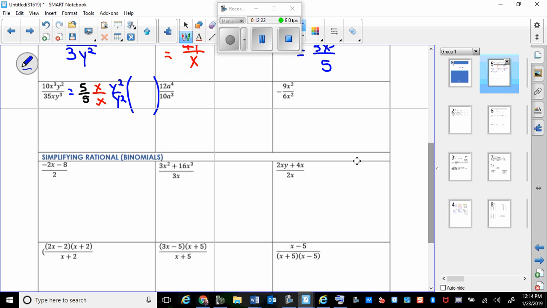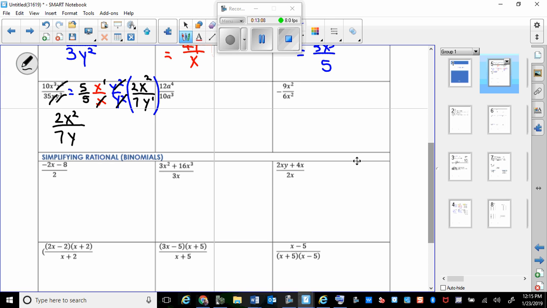So part by part, I'm going to write the simplified version of this fraction. 10 divided by 5 is 2. X cubed divided by x to the first, so 3 minus 1 is x squared. Y squared divided by y squared just cancels. On the bottom, 35 divided by 5 is 7. X divided by x is 1. Y cubed divided by y squared, you're left with y. Y to the 1. So simplified, I have 2x squared divided by 7y.